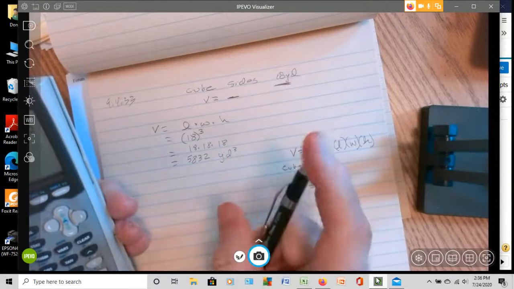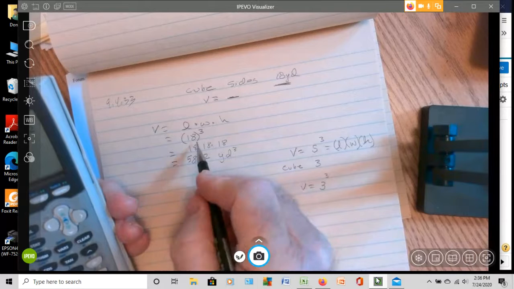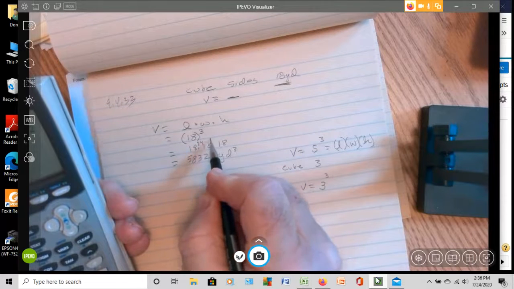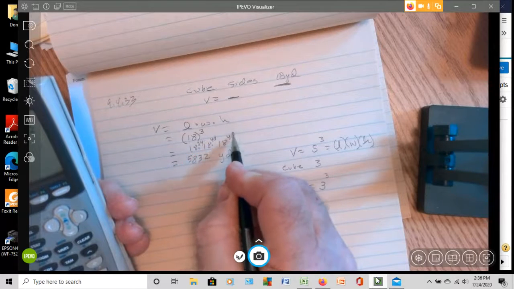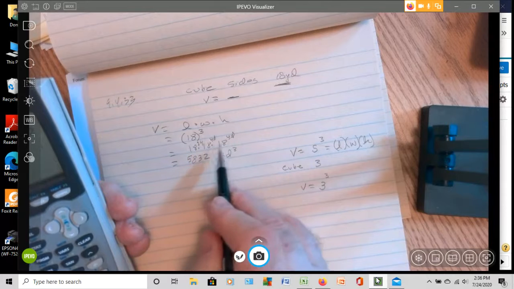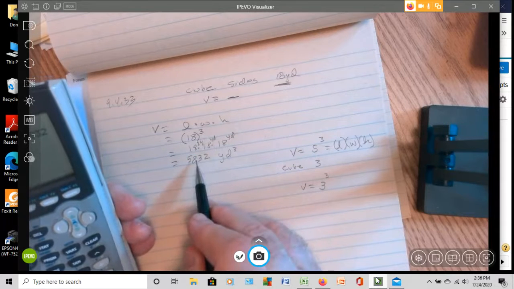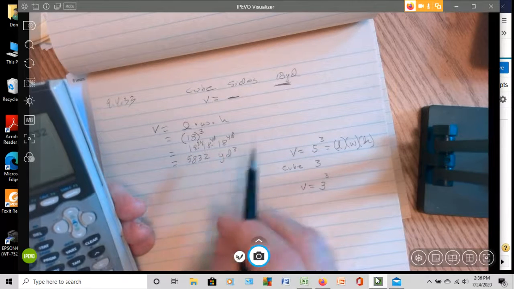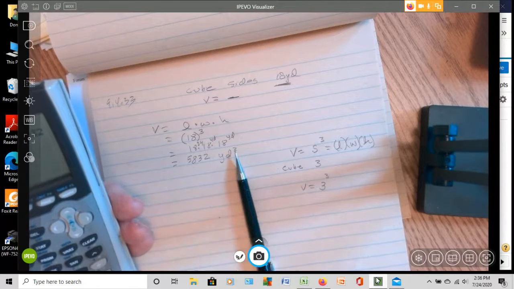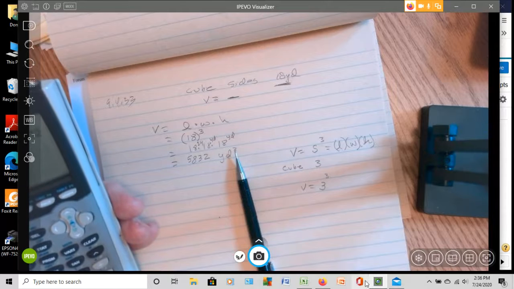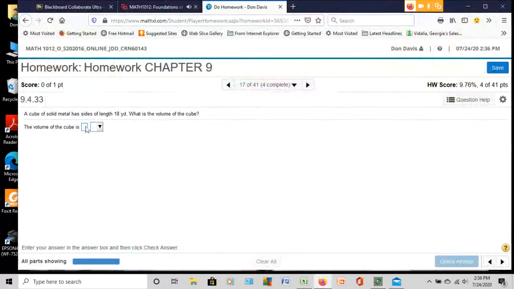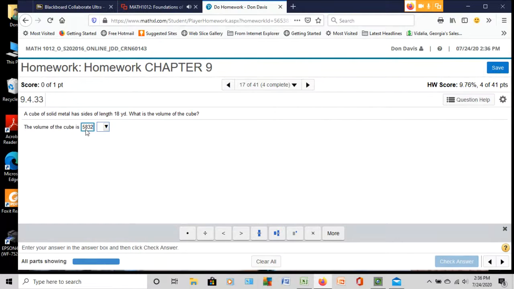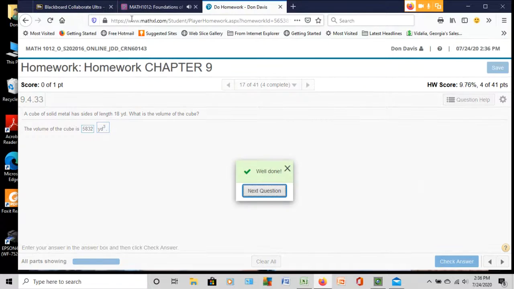Cubic yards. Now, why is it cubic yards? Because remember, yards times yards times yards. I can multiply these numbers and convert them to 5,832, but yards times yards times yards is written as yards to the third power, or cubic yards. So we have 5,832 cubic yards. Good job.